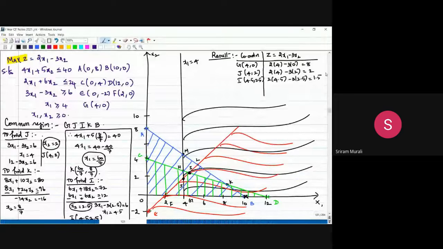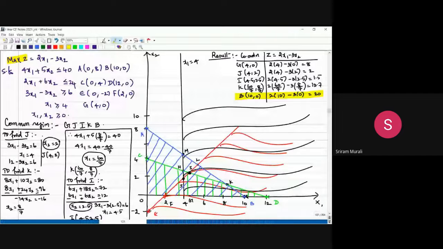What is the next case? K. What is the coordinate of K? 60 by 7, comma 8 by 7. So 2 into 60 by 7 minus 3 into 8 by 7. It is 13.7. And the last case is B. What is the coordinate of B? 10, 0. So 2 into 10 minus 3 into 0. So answer is 20. Z attains the maximum at this point.